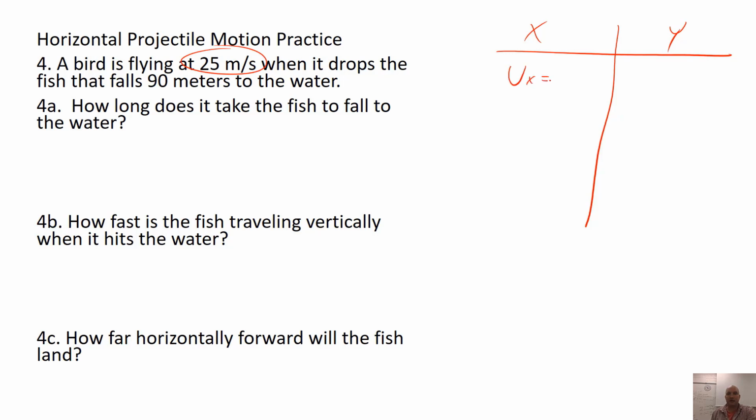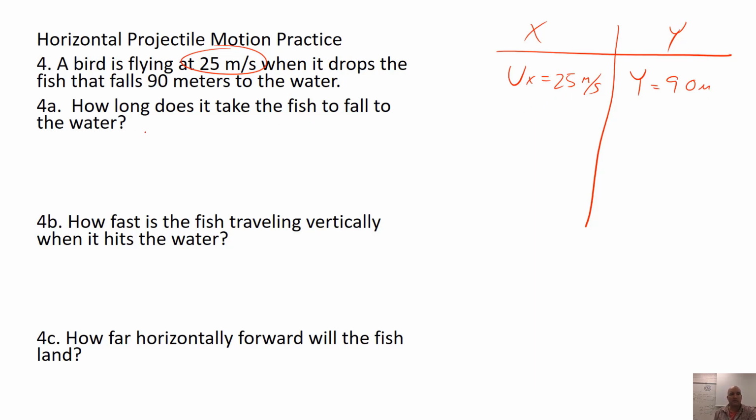And the bird's flying at 25 meters per second. That is going to be Vx equals 25 meters per second. So I'll be going forward 25 meters per second. And the fish itself is going to fall 90 meters. The fish will fall 90 meters into the water. And since the bird is flying, the fish is actually going 25 meters per second the whole time right there. So let me go ahead and rewrite that, 25 meters per second.